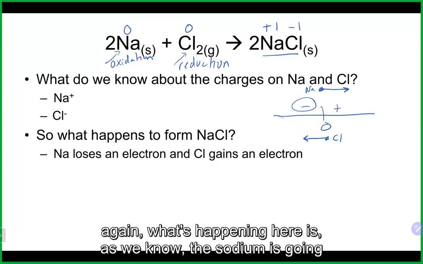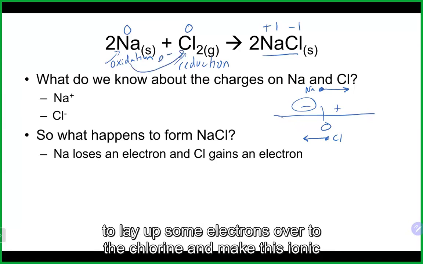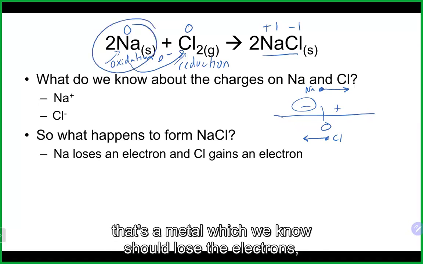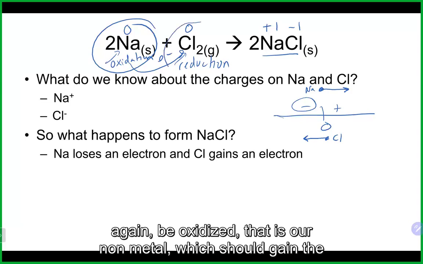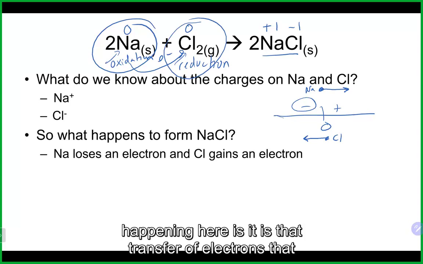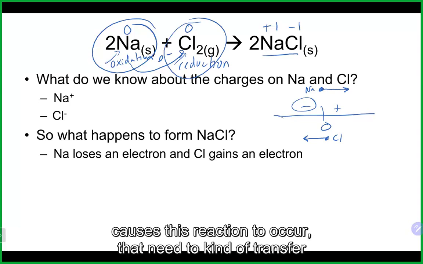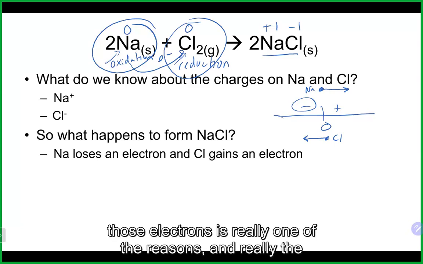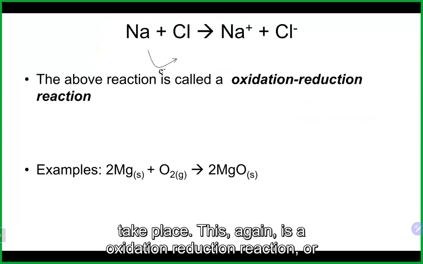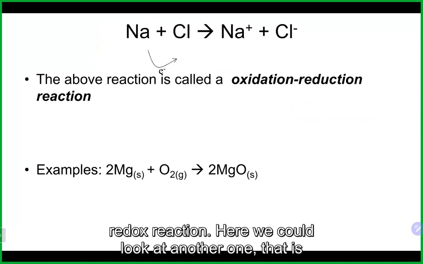So once again, what's happening here is, as we know, the sodium is going to give up some electrons over to the chlorine and make this ionic compound. And again, on this one, since it's an ionic compound, that's a metal, which we know should lose the electrons, again, be oxidized. That is our non-metal, which should gain the electrons and should be reduced. And ultimately, what is happening here is that transfer of electrons that causes this reaction to occur. That need to transfer those electrons is really one of the reasons, and really the reason in this case, that this reaction does take place. This again is an oxidation reduction reaction, or a redox reaction.